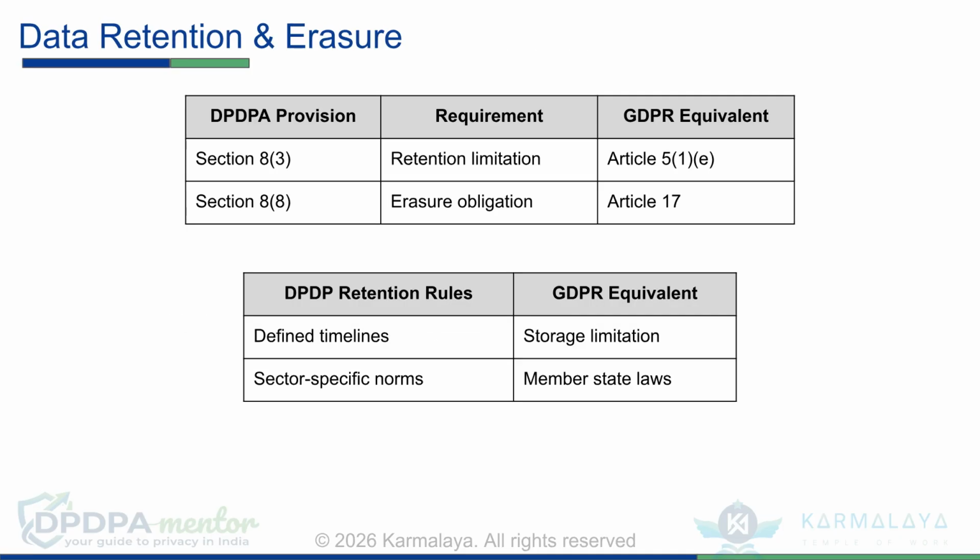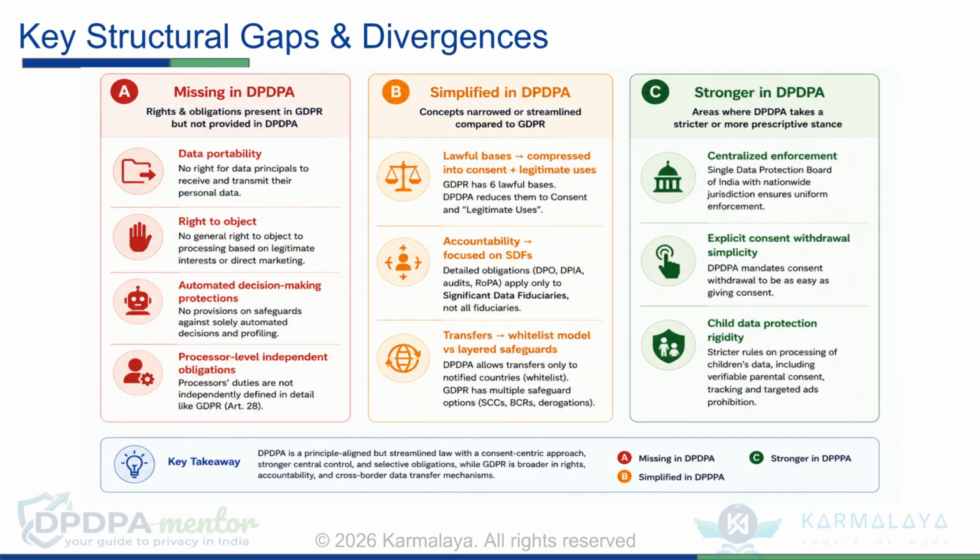On data retention and erasure, Sections 8.3 and 8.8 dictate retention limitation and the obligation to erase data. These correspond to GDPR Articles 5.1(e) and 17, respectively. The DPDP retention rules define specific timelines and sector-specific norms, mapping closely to the storage limitation and member state laws acknowledged by the GDPR. While the DPDPA is principle-aligned with the GDPR, it offers a streamlined approach with a focus on consent-centric architecture and centralized enforcement.